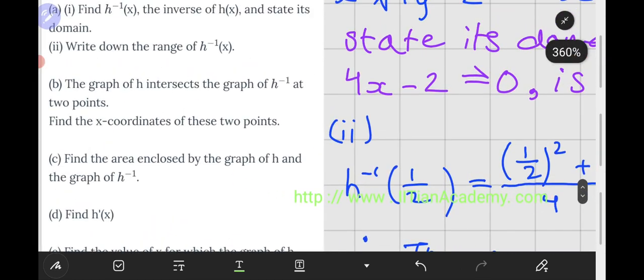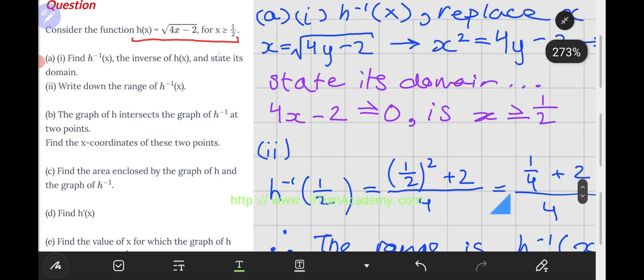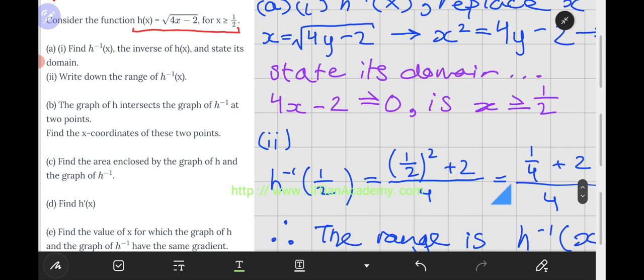For today's question, we are given a function h at x is equal to the square root of 4x minus 2 for the interval of x greater than 1/2. Now for the first question, part A, we're asked to find the inverse of the function and state its domain. And then we're asked to find the range of this inverse function.